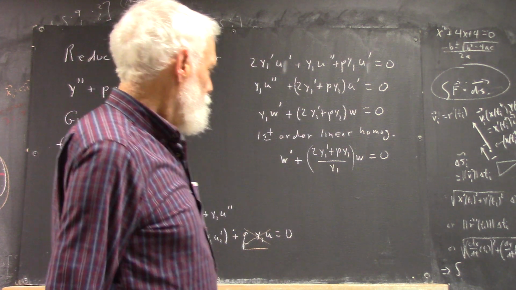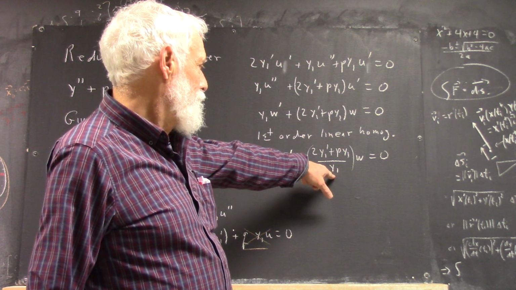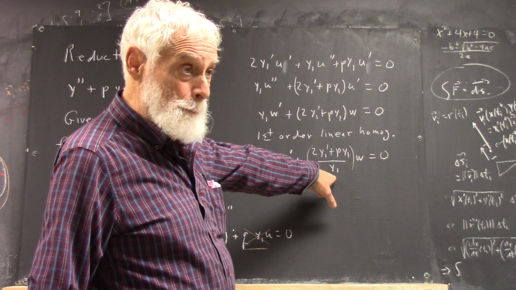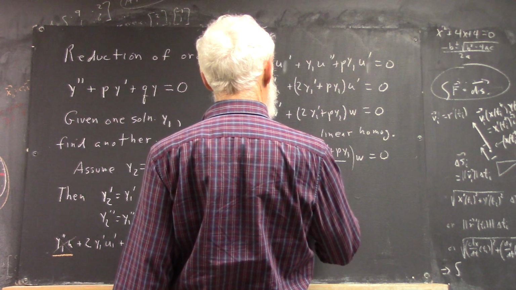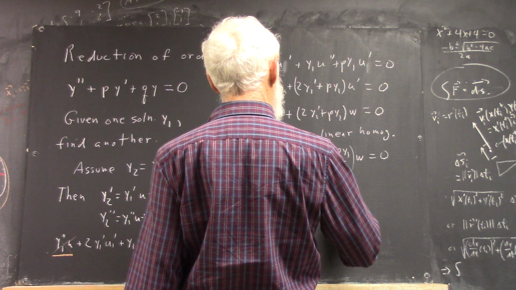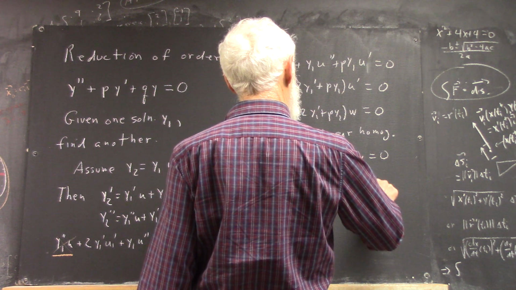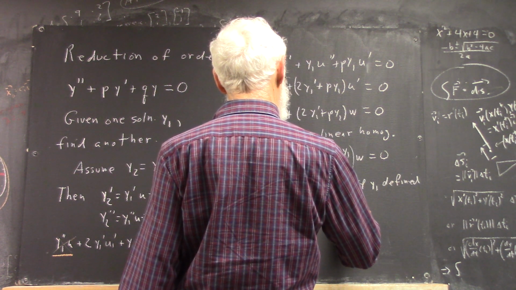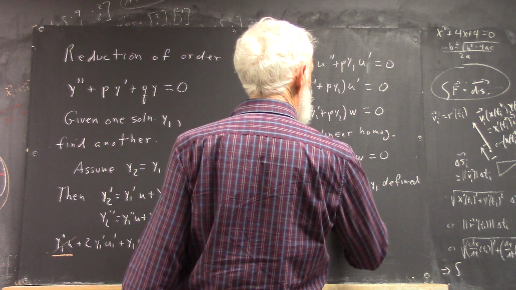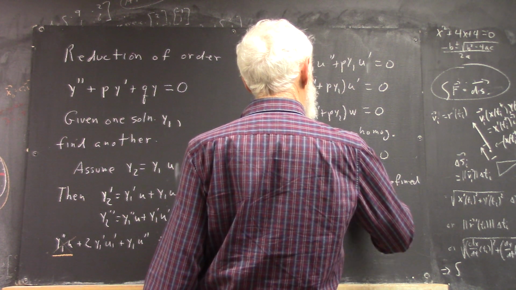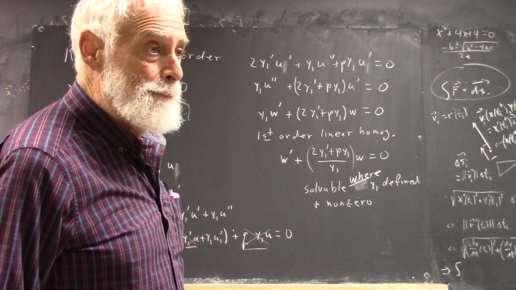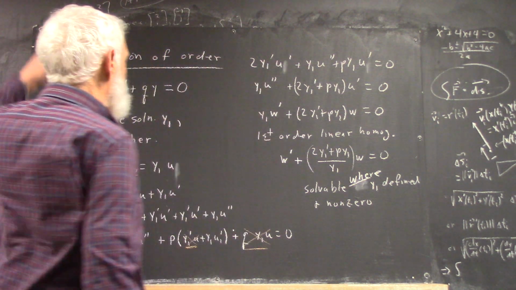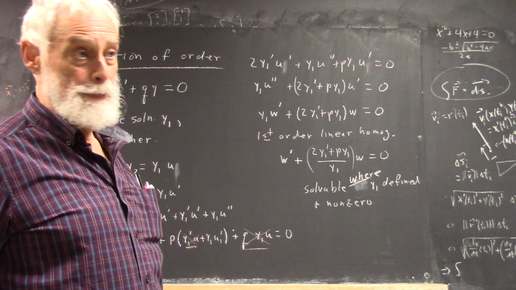Now, you're not going to have a solution at any t for which y1 is 0, that leads to a singularity and so forth, okay? And I said if, I should say where y1 is defined as non-zero. Okay? So we call this reduction of order. Why? Because this is second order, we've reduced it to a first order equation.